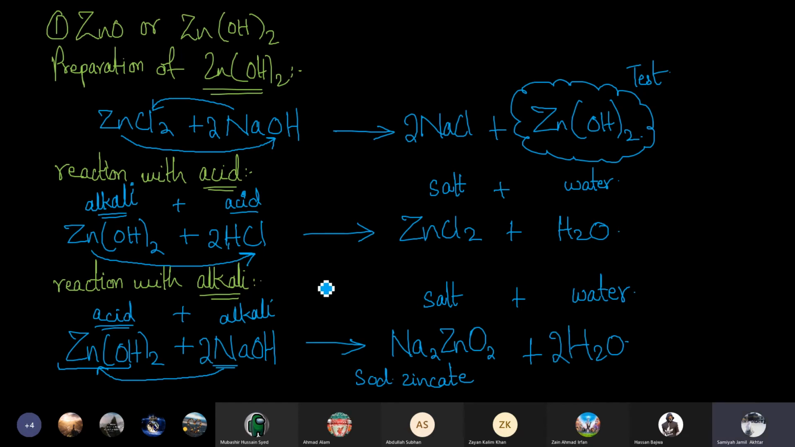So in both of the cases, zinc hydroxide is producing salt and water. It means that it can act as both. When it reacts with acid, it becomes an alkali, and when it reacts with alkali, it becomes an acid. In both cases, it will give salt and water. So it's amphoteric. These reactions are really important. After this, we will do the reaction of aluminium hydroxide. If you want to take the screenshot, you can, then we'll move forward.